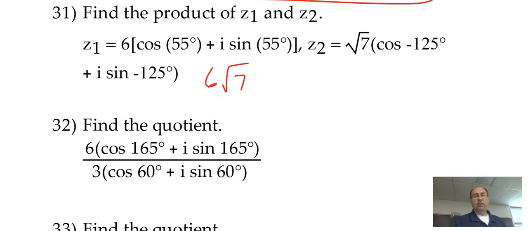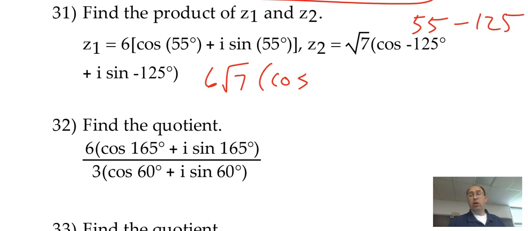6 radical 7. And then we got cosine. What do we do with the 55 and the negative 125? Add them. Yes. Negative 55 minus 125. Isn't that negative 70?